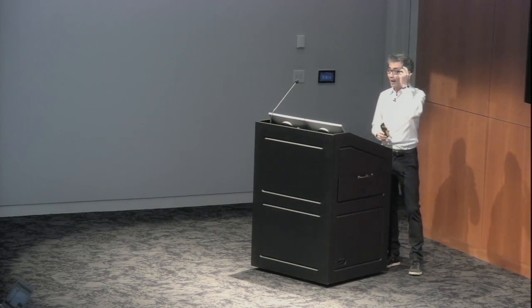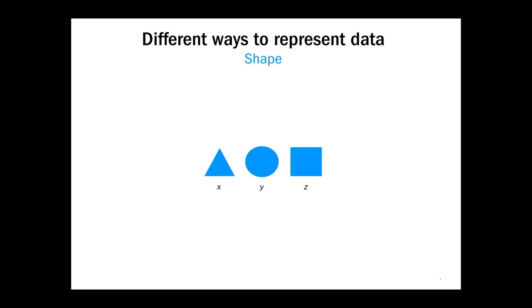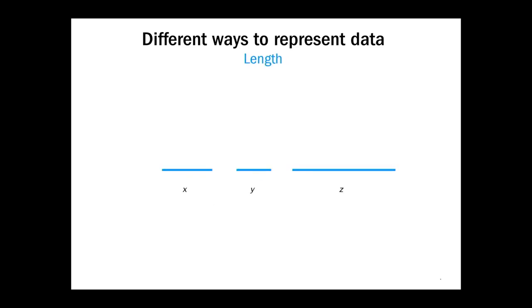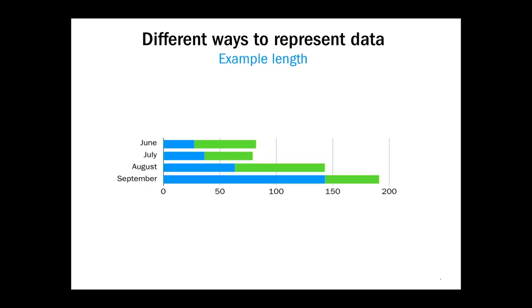So there are only really a handful of ways that you could represent numerical data. For example, for 3 pieces of data X, Y, Z, you could use shape to represent them. It could mean apples, oranges, and bananas, for example. If it's numerical data, you can use position on a common scale, or you can use position on a 2D scale, which is a scatter plot. Of course, you can use a length encoding. The longer the lines, the more of something, and that's the basis of a bar chart.